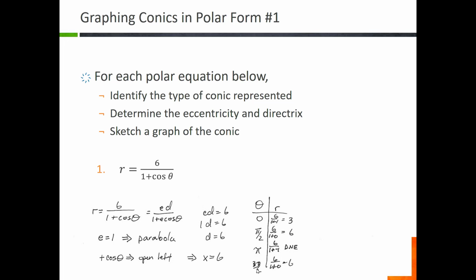If we jump to 3 pi over 2, cosine of 3 pi over 2 is again 0, so we're going to get 6. So what happens if you put pi in for theta? Well, the cosine of pi is a negative 1. And 1 plus a negative 1 is a 0, and 6 divided by 0 doesn't exist. You can't divide by 0. So in this case, it's undefined. Now, that may seem kind of weird, but we'll see why it's that way if you remember that we have a parabola. So let's go ahead and plot our points and make sure everything matches up.